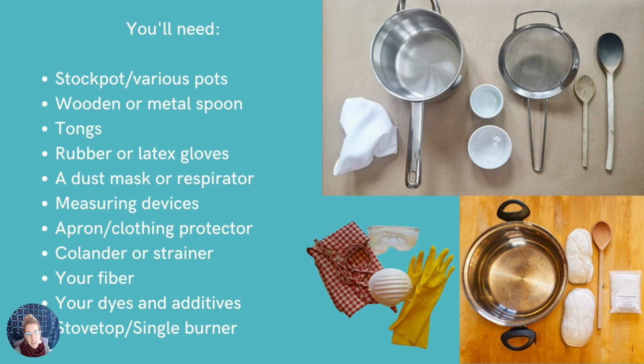The other tools that you need are elements for the dyeing itself. So I use stock pots, 8 to 12 quart stock pots, but any various pots will help. A wooden or metal spoon. I use tongs as well to help with my fibers. Measuring devices, a colander or something for straining. I also use cheesecloth to really help get out any particles or chunks from your fiber and your dyes, and a stovetop or single burner.